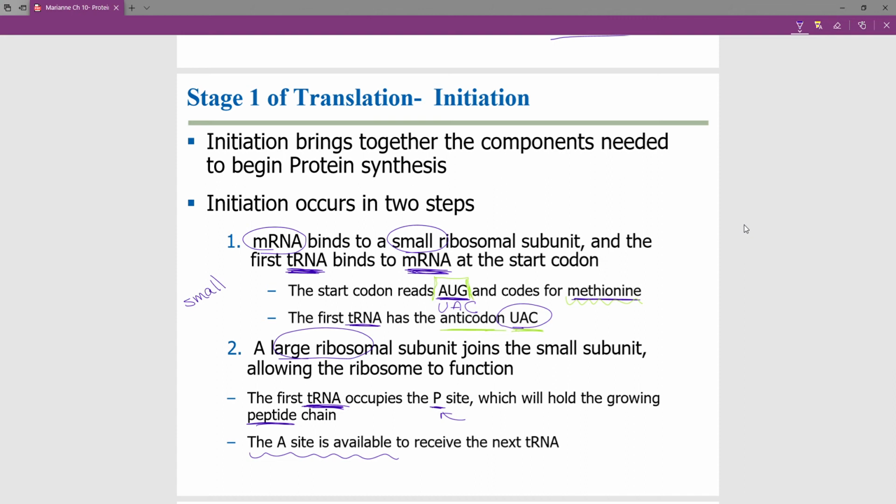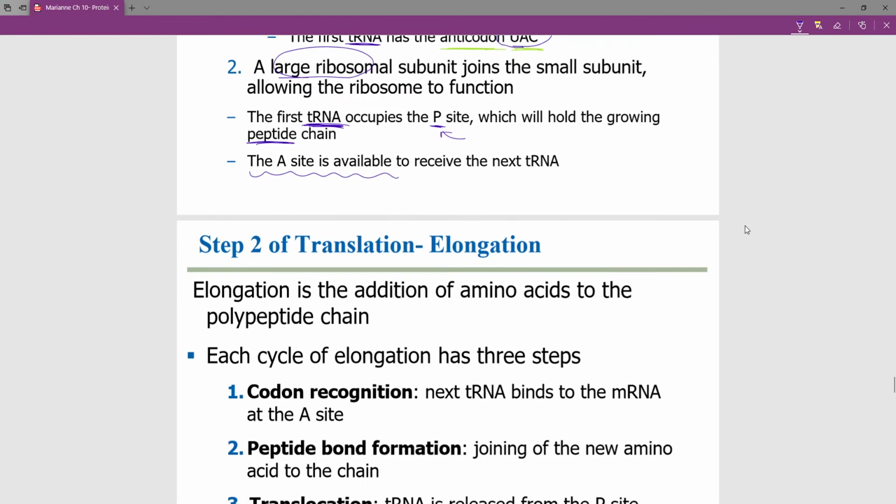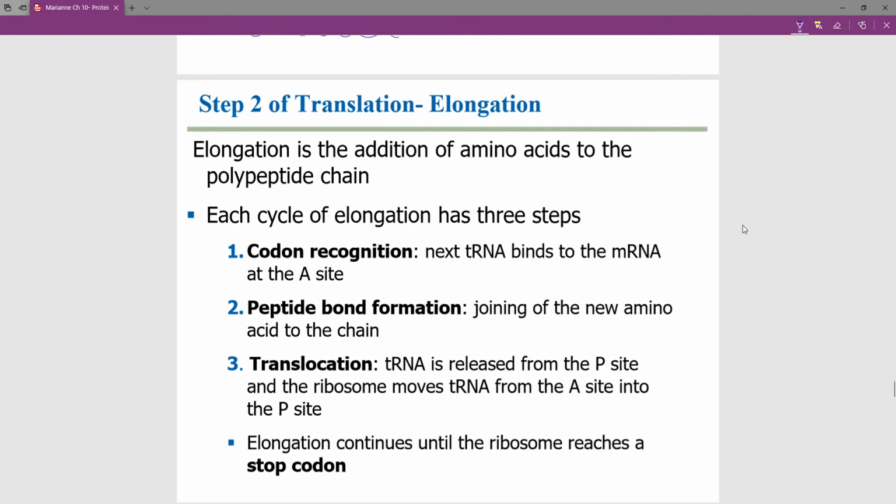The next stage, like we did in transcription, after initiation, we had elongation. And so the elongation phase, or the step of translation, really has three parts. The first part of it is codon recognition. And that's where we're matching the anticodon on the tRNA to the codon on the messenger RNA. And again, you could flip back to that page where I drew those transfer molecules and their anticodons. So that codon recognition is what has to happen. That means the tRNA is going to come into the A site.